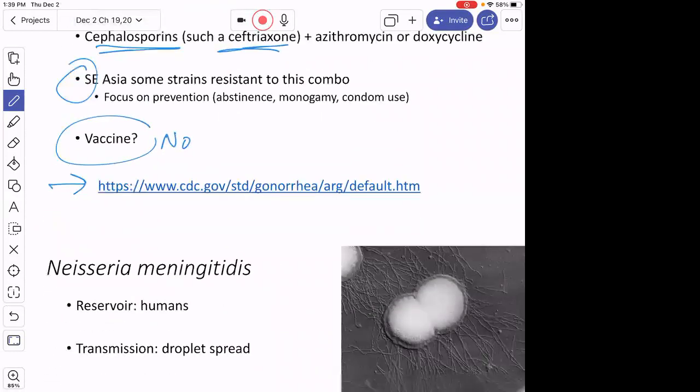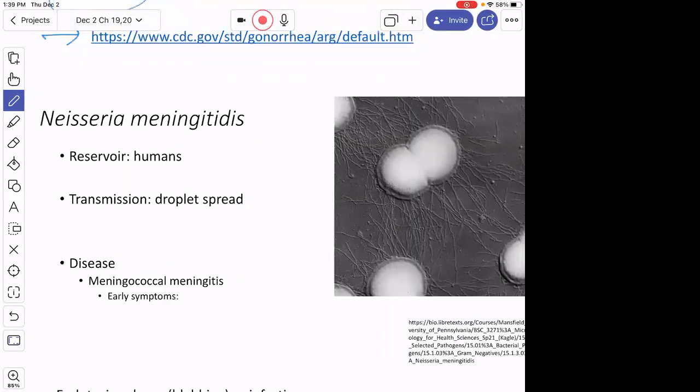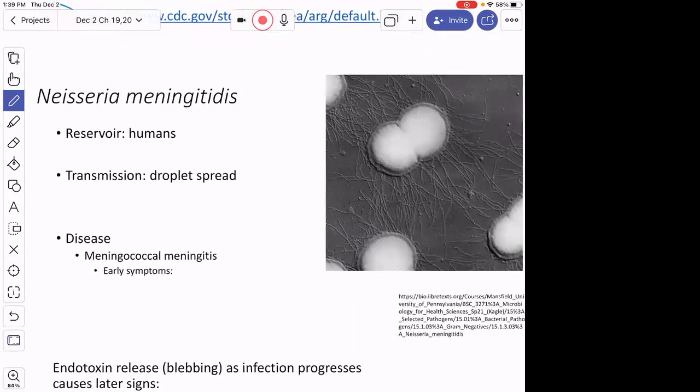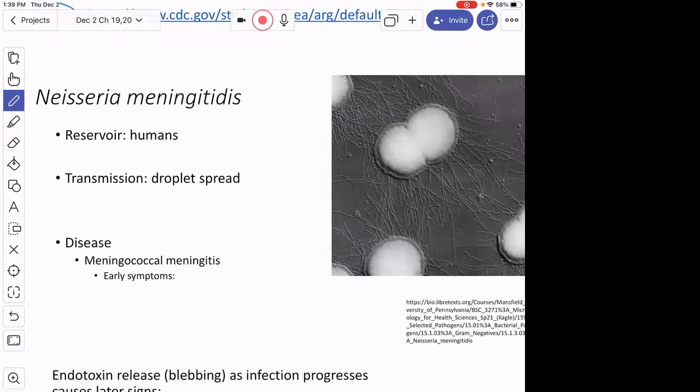All right. So the other Neisseria that I want to talk about is Neisseria meningitidis. The reservoir here is just humans, so it doesn't have an animal reservoir. We're passing it around to each other. And somewhere between 10 and 40% of us are asymptomatic carriers. So that's pretty astonishing.